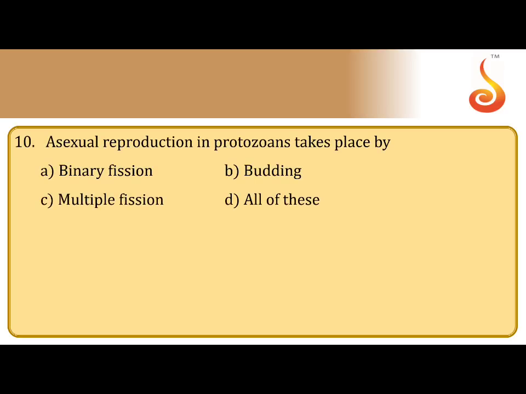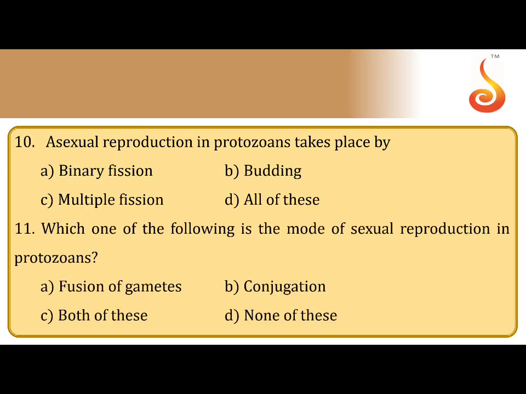Asexual reproduction in protozoans takes place by binary fission, budding, multiple fission, all of these. In all protozoans, cell divides by asexual method only. So, this is the hint, try solving it. 11th question, which one of the following is mode of sexual reproduction in protozoans? A, fusion of gametes, B, conjugation, C, both of these, D, none of these. Now, I will only ask a question instead of a hint. Can you identify a male bacteria and a female bacteria separately? If you can, your answer would be fusion of gametes. If you cannot, your answer will be conjugation. So, moving on to the next question.